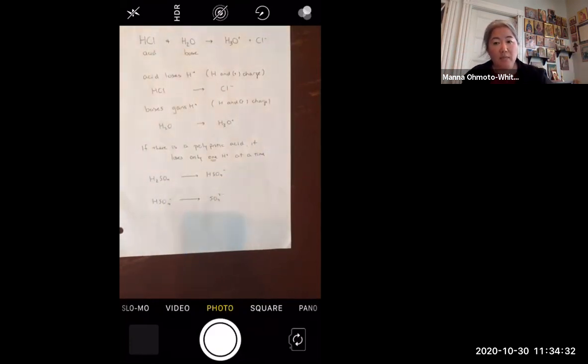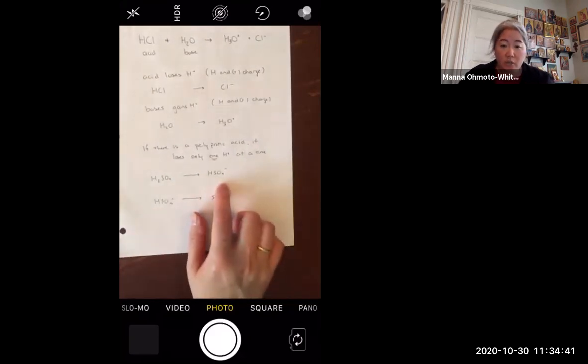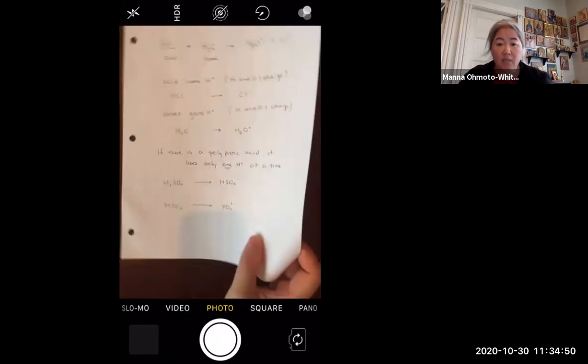Arrhenius makes it seem like they just dump them off at the same time. Bronsted-Lowry says, no, that's not how it works. First, all of the H2SO4 molecules lose one of the protons, and it's only after everyone has lost their proton that we then go after that second proton that anybody has.